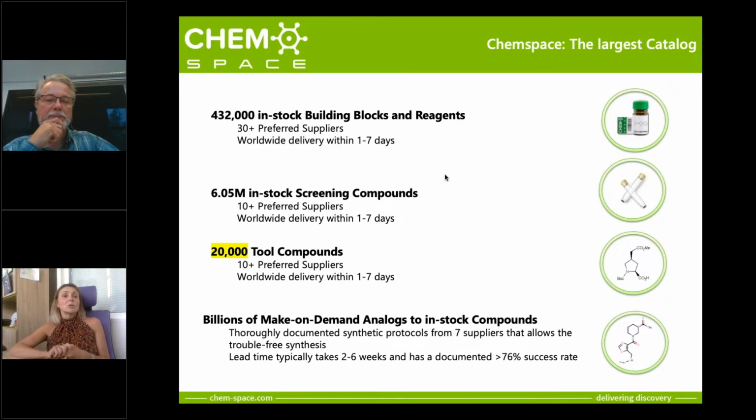Our catalog includes over 400,000 building blocks and reagents, and over 6 million in-stock compounds, including 20,000 tool compounds. Besides in-stock compounds, we offer billions of make-on-demand analogs to in-stock compounds. These make-on-demand analogs can be synthesized by our valuable partners, chemical providers, and the synthesis can be performed within a rather acceptable period of time.